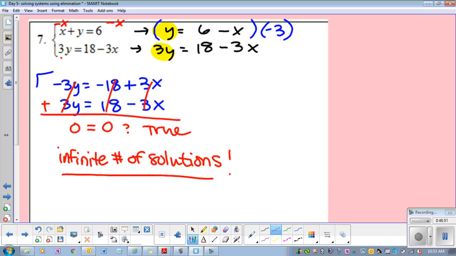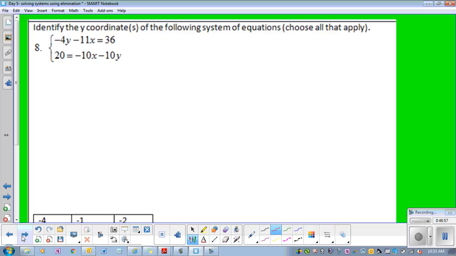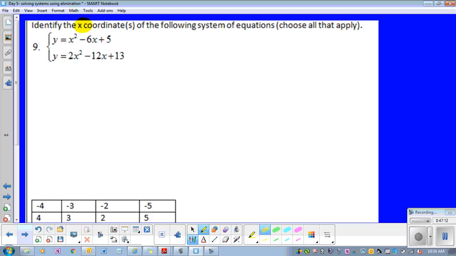Did you guys all get this? Great, good job. All right, then let's look at the next one. For numbers 8 and 9, these are very important because you'll see problems like this on the SOLs, where they'll say, just identify the y coordinate. Or this one where they'll say, just identify the x coordinate. In that case, you don't have to find the other variable, just find the one that they're asking you for. Sometimes you have to find the other one in order to get the one that they're asking you for. But hopefully that's not always the case, and that's just a lot of work, right?